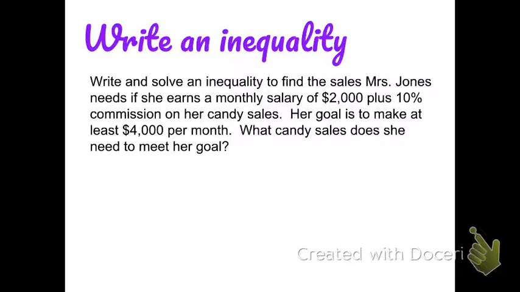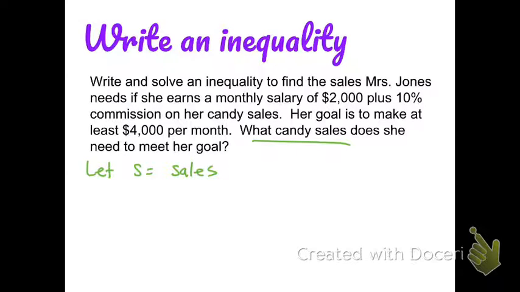Here it says, write and solve an inequality to find the sales Mrs. Jones needs if she earns a monthly salary of $2,000 plus 10% commission. Her goal is to make at least $4,000. What is our variable? It says, what is the candy sales? So the sales is our variable. So let's have S equal the sales.